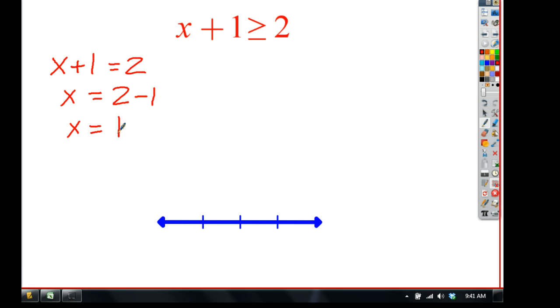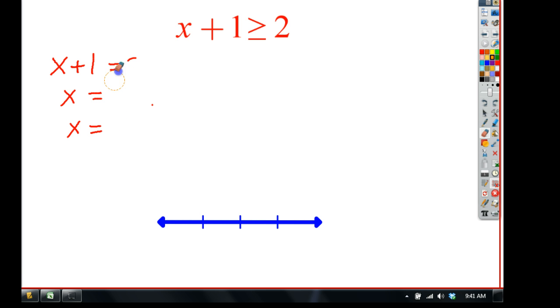This is when both sides are equal. I'm saying the left side and the right side are equal to each other. So how do I make this side equal to this side? I can do that when x is equal to 1. 1 plus 1 is 2. Both sides are equal.